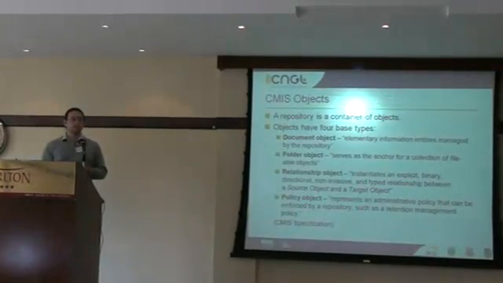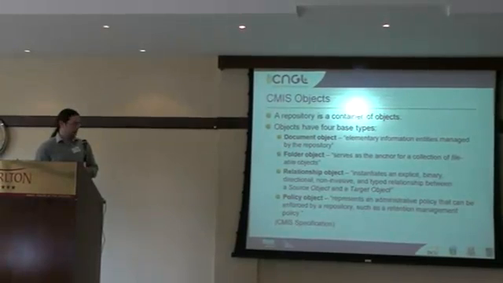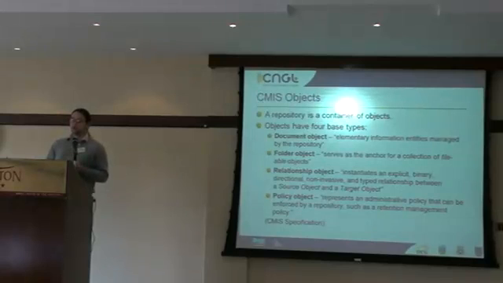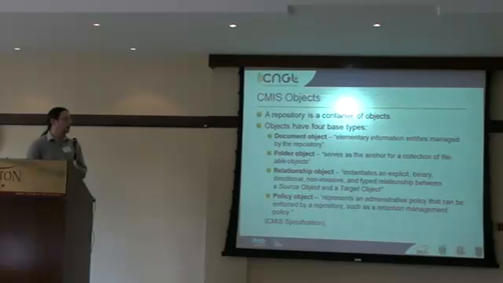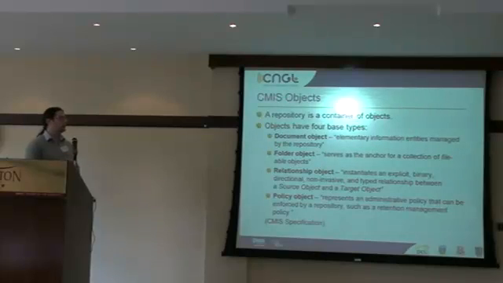The documents are the basic entities that are managed by the repository, and folders are just used to organize these. Relationship objects define a binary relationship between objects, and so you can link source objects with target objects. And then policy objects are administrative policies that you can apply to objects. And these are considered repository specific in the sense that CMIS doesn't say anything about what those policies are or what they might be, but it just gives you the ability to store them.